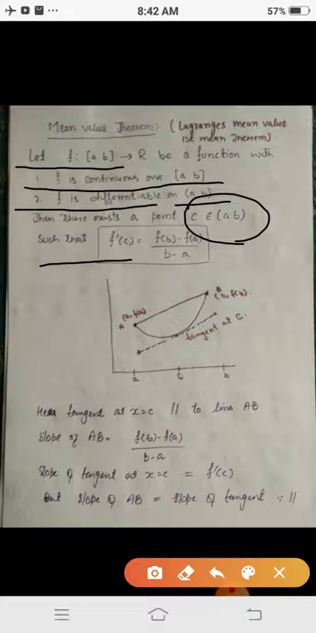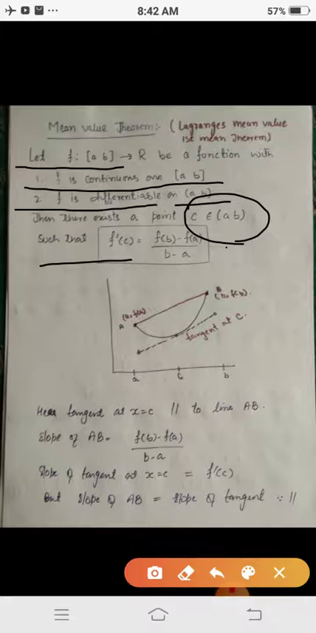So this means that if f from the closed interval [a, b] is a continuous and differentiable function on it, then there exists a point within this interval such that the derivative at that point equals (f(b) - f(a)) / (b - a).